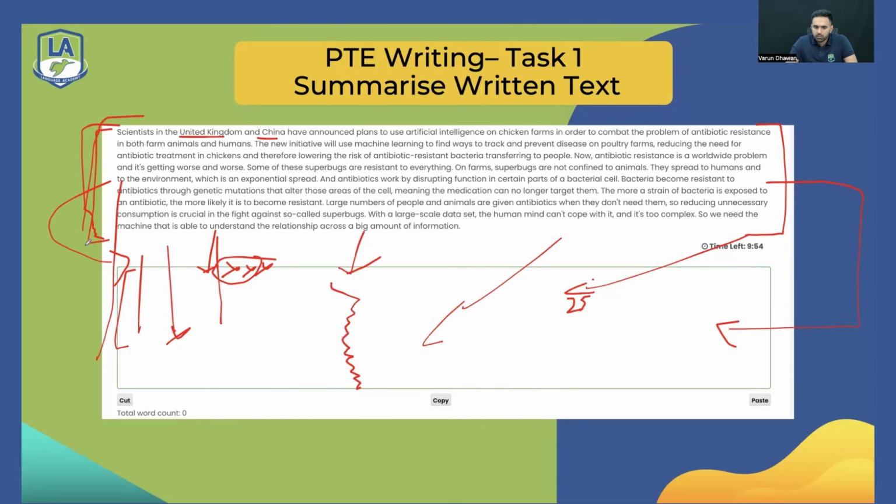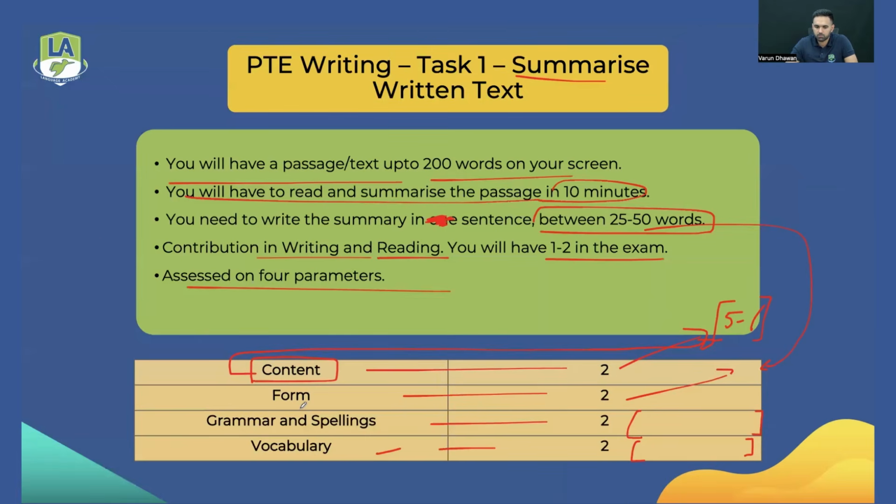If you have 5 to 6 keywords, what are keywords? Words repeated again and again, important words, nouns, proper nouns, the main topic of the passage. If you have 5 to 6 of those, you'll get full points. 2 points for form, 25 to 50 words. 2 points for grammar and spellings. No grammar and spelling mistakes should be there.